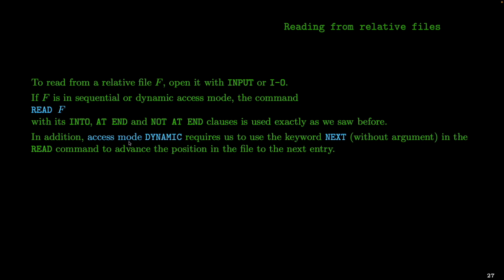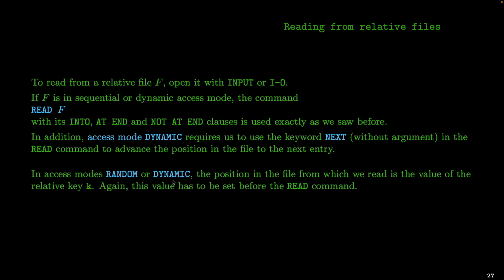Moreover, if the access mode is dynamic, then we have to use the keyword next without any argument in the read command to advance the position in the file to the next entry. That's because in dynamic access mode we can access the file sequentially or by the index. Imagine we previously accessed the file via its index but then want to do some sequential reading; it wouldn't be clear whether we should advance the position after the read command or not. So here we have to make this explicit with the keyword next that could follow this read command here.